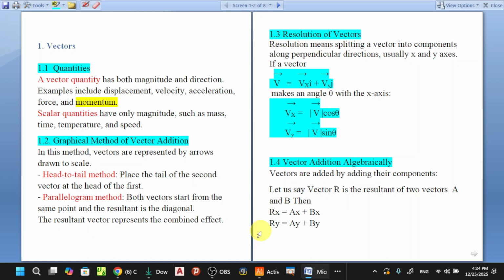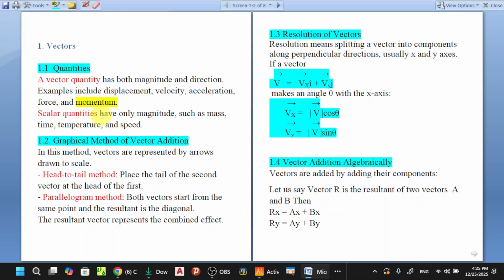Alright, guys, today we will discuss vectors. That's chapter 1 in grade 11 physics. What are vector quantities? Vector quantities are quantities which have both magnitude and direction. Examples of vector quantities: displacement, velocity, acceleration, force, and momentum could be taken as examples of vector quantities.